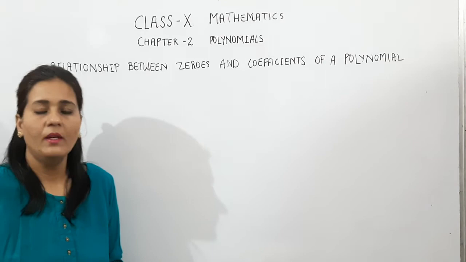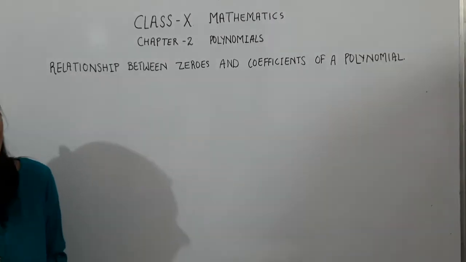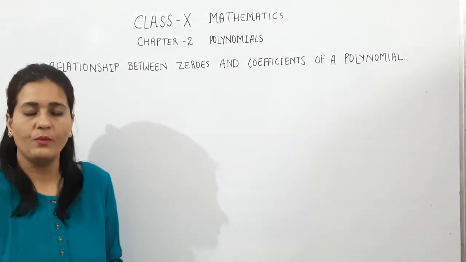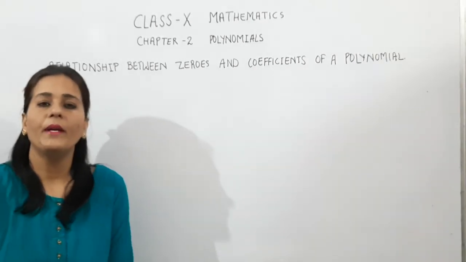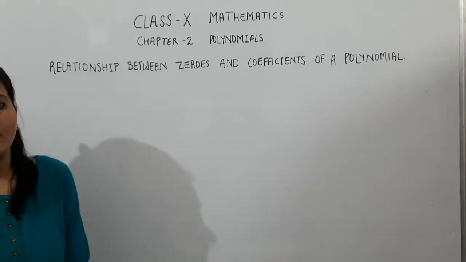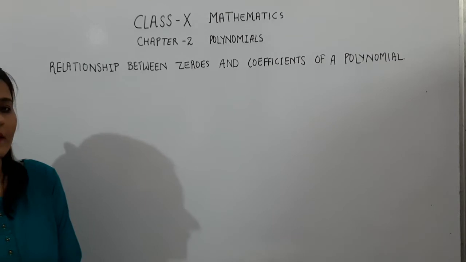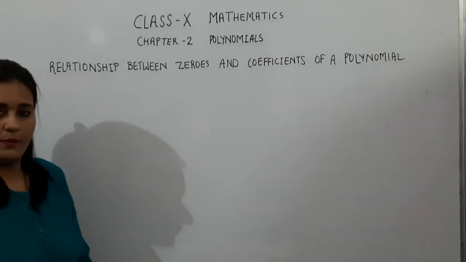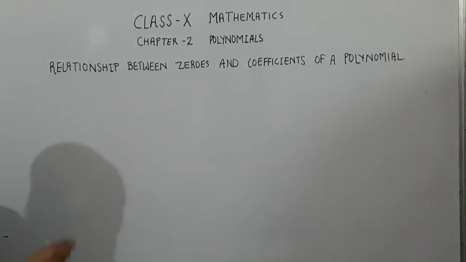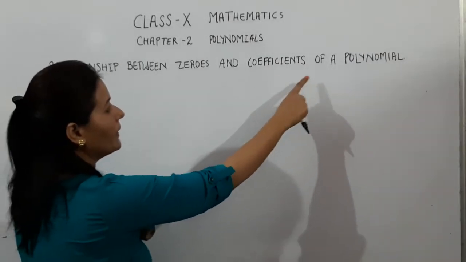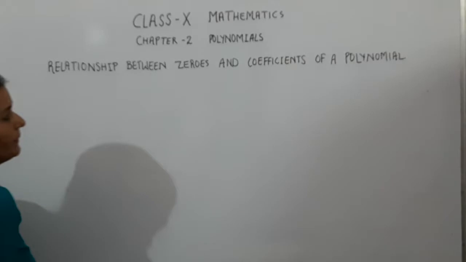Yesterday we drew that a linear polynomial will have 1 zero, a quadratic polynomial will have at the most 2 zeros, and a cubic polynomial will have at the most 3 zeros. So today's topic is the relationship between the zeros and the coefficients of a polynomial. What do we have to find? We have to show the relationship between the zeros of the polynomial and the coefficients of the polynomial, right?